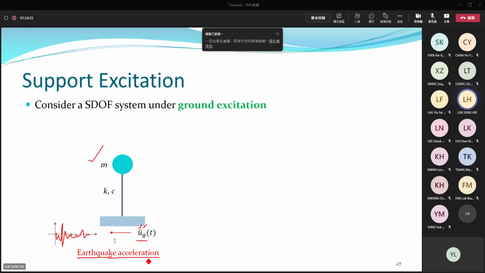You can use some machine to record the ground acceleration due to one earthquake. If you want to determine the response of structures under a particular earthquake, then you need to know the earthquake history. The earthquake history is described by u double dot g. At different time instants, you have different numbers. You can measure by putting a device on the ground or another platform to measure what happened under an earthquake.